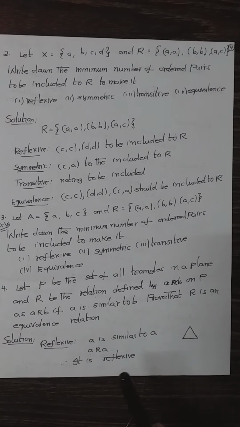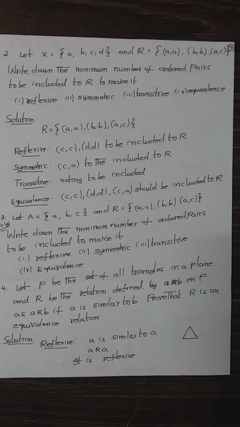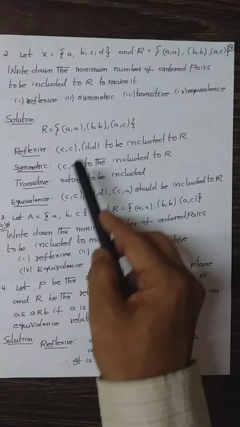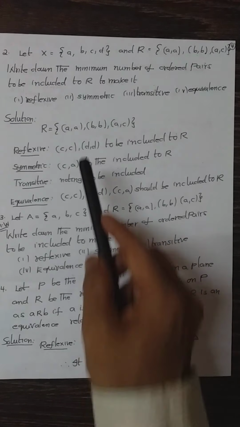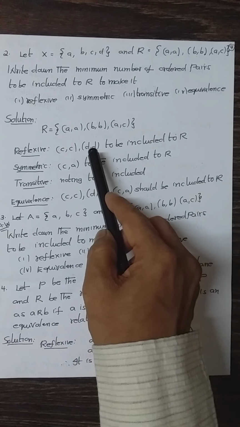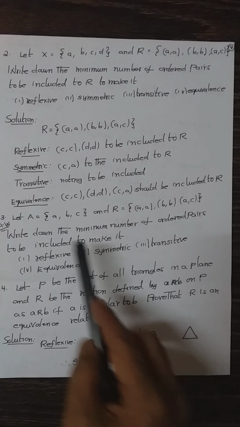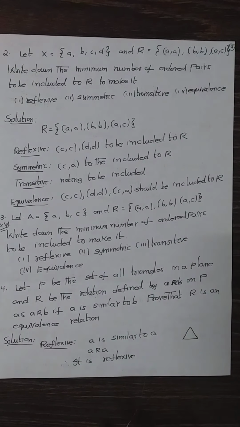Now equivalence. Equivalence means what? It should be reflexive, it should be symmetric, it should be transitive. So whatever you included, all these ordered pairs, you have to include in capital R. That is (C,C), (D,D) should be included, and also (C,A) should be included, so three elements should be included to capital R to make it an equivalence. Okay, so very easy problem only.